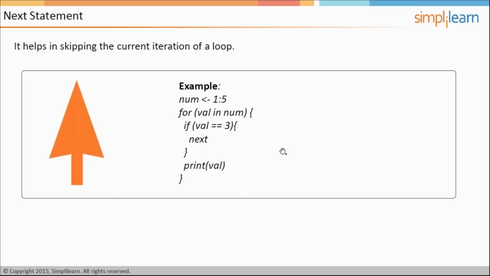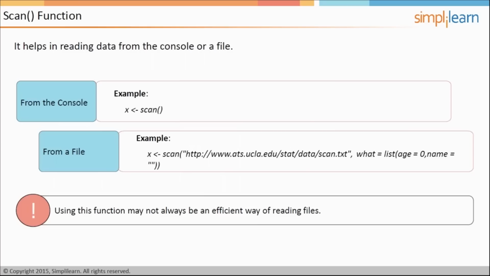A next statement allows us to skip a value. So within a loop, if there's a value that you want the loop to exclude or ignore, then you can use the next function. So in this case, 1 through 5 again, for values in number, if it's equal to 3, next. So this is going to print 1, 2, 4, 5 in the loop.